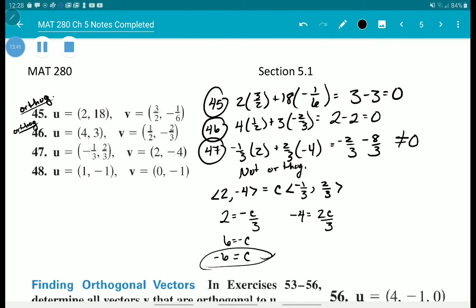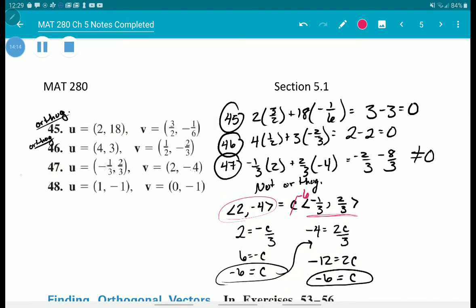The question is, does that satisfy this equation? Well, let's see. And I'm just going to solve this. Negative 12 is equal to 2c. So I do get negative 6. Which means that if I were to multiply this fractional vector by negative 6, I will get that guy. So that 2, negative 4 is a scalar multiple of the vector negative 1/3, 2/3, which means this is definitely parallel.